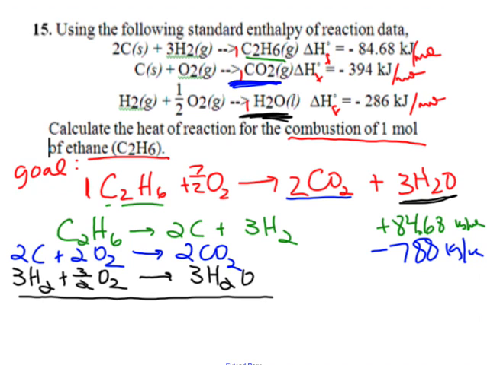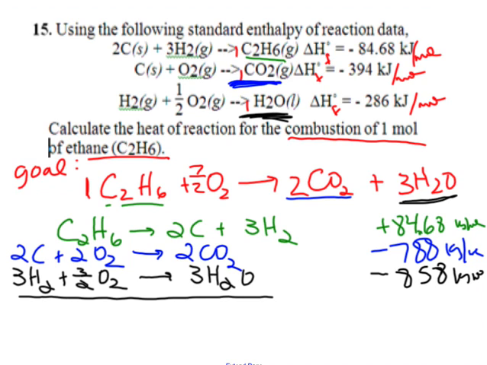What do we get when we multiply 286 by 3? What? Come on, calculators. There's 20 of you, 5 in here, huh? 858. Times 3, 858 kilojoules per mole.